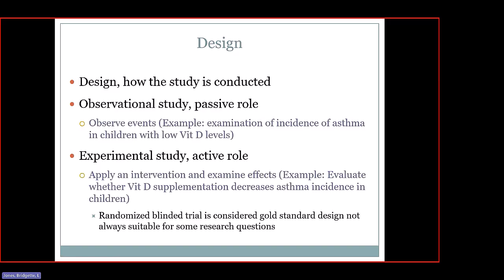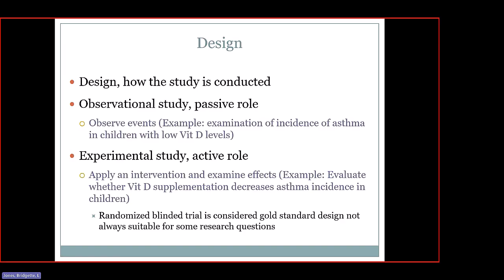An observational study, you think about as a passive study. You're not doing anything to a research participant. You're just going to observe in some way what happens. An observational study might be just examining the incidence of asthma in children with low vitamin D levels. So you might design a study where you obtain vitamin D levels, or you collect data from the medical record of vitamin D levels that are done in children and look at how many have a diagnosis of asthma.